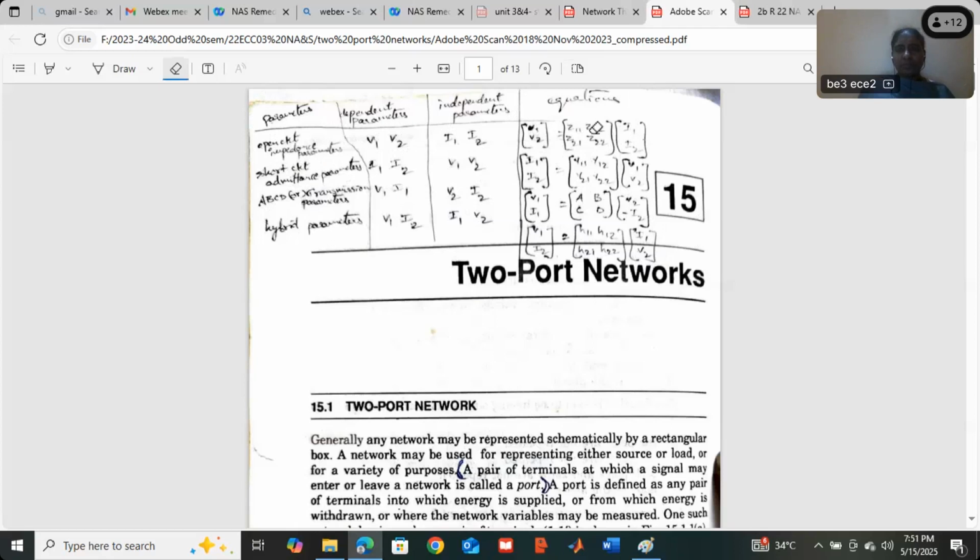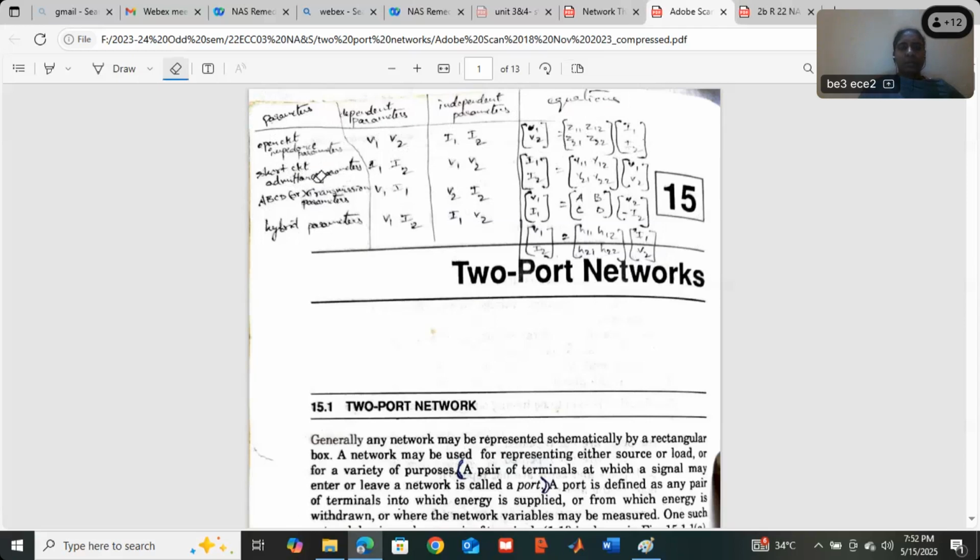Now, write the equation from this matrix form. V1 equals row into column: Z11 into I1 plus Z12 into I2. Next V2, row into column: Z21 into I1 plus Z22 into I2. This row into this column. So two equations we got. If I had the writing pad, it would be better, but if you are able to understand, I am very happy.